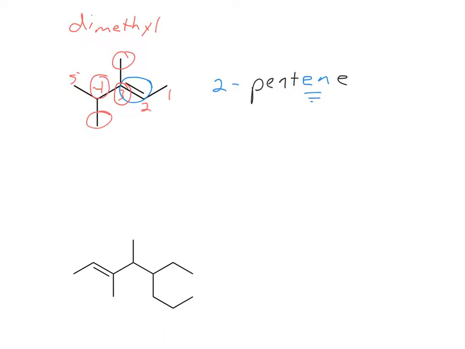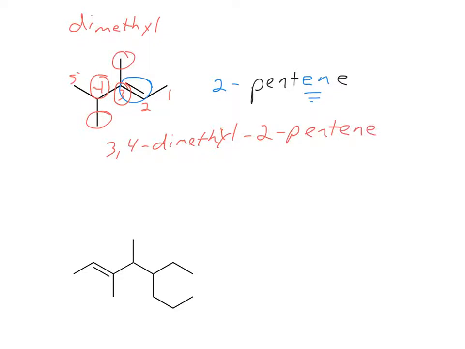So when we put together the whole parent chain with the substituents, we have to give everything a number. Each methyl group will get its own number, so it's 3,4-dimethyl. And now we put the parent chain, 2-pentene.